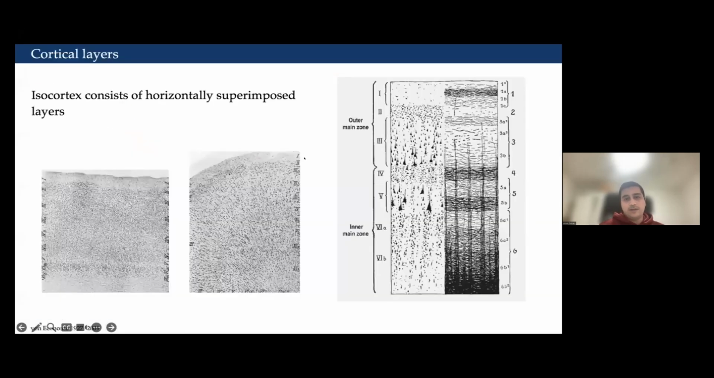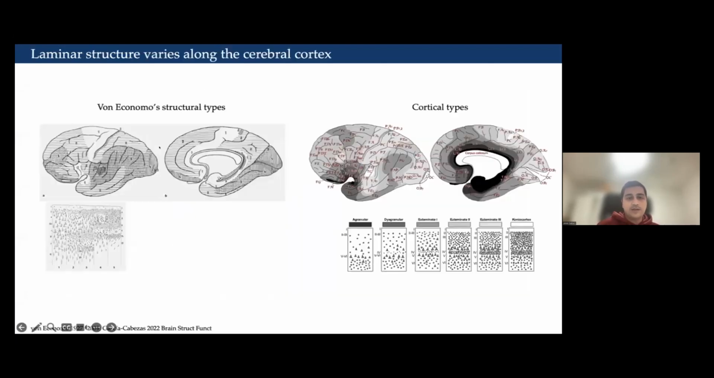We know that the cortex is a layered structure consisting of 6 layers, and each of these layers has its own distinct features: cytoarchitecture, myelin architecture, and function. But this layered structure is not homogeneous across the cortex, and it varies a lot across different regions. Characterizing this variation has been an important focus of the field over the past century. Here you can see 2 examples, nearly 1 century apart, showing laminar structure variation across the cortex.